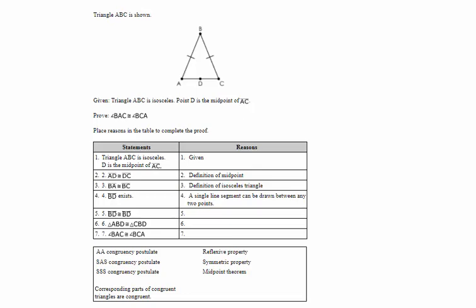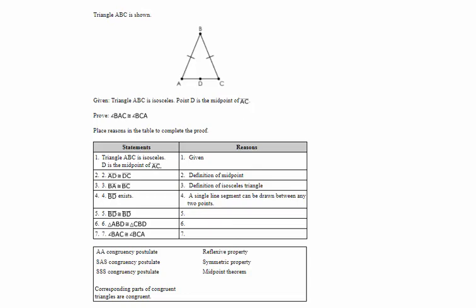Triangle ABC is shown. Given that triangle ABC is isosceles, point D is the midpoint of AC. We want to prove that angle BAC is congruent to angle BCA. Place reasons in the table to complete the proof.